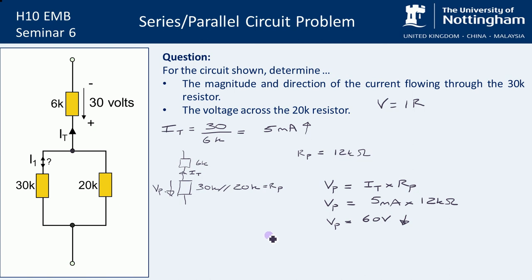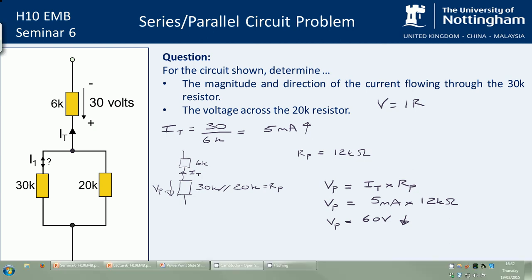So now that we know we've dropped 60 volts across this combination, we can calculate the individual currents. I'm just going to give myself a bit more space. So what we've got now is we can come back to looking at this combination. We know that we've dropped 60 volts across this combination. So there's a 60 volt drop there and a 60 volt drop here. So we've solved part of this, but now that we know we've got that 60 volt drop, we need to find what I1 is because we are asked for this.